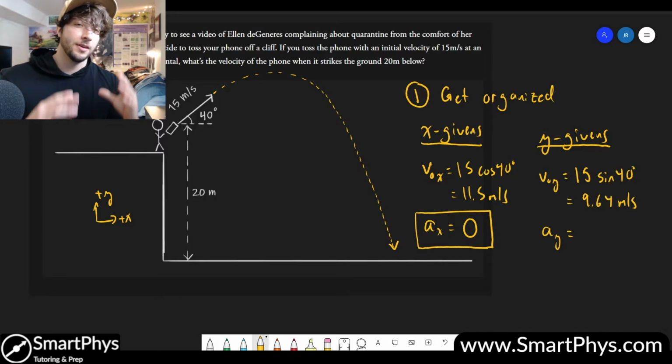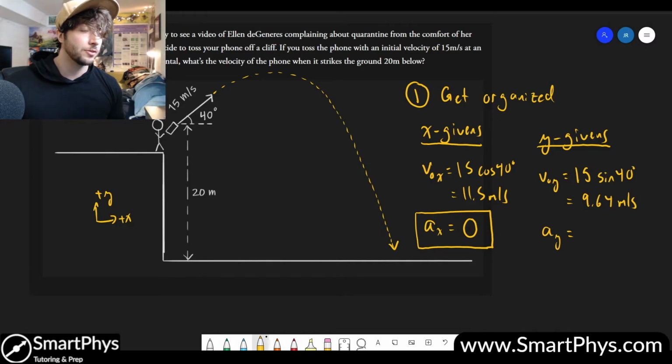Okay. But our y velocity is, of course, not constant, right? Gravity accelerates objects towards the surface of the Earth at a rate of 9.8 meters per second squared. Okay, we call that rate g. Okay, so our y acceleration is going to be negative g, negative meaning down, right? So negative 9.8 meters per second squared.